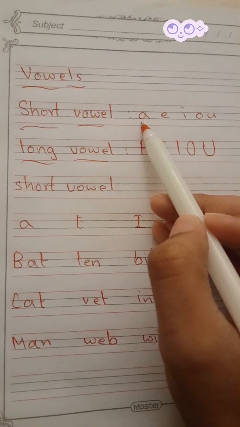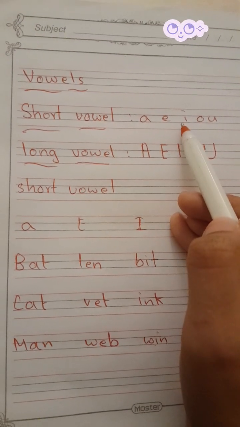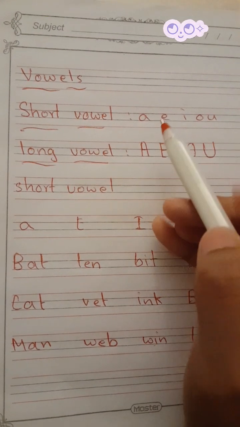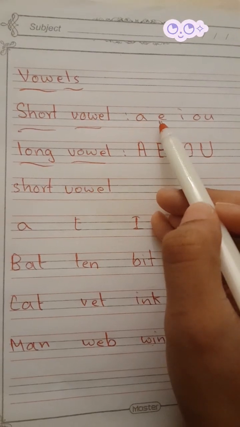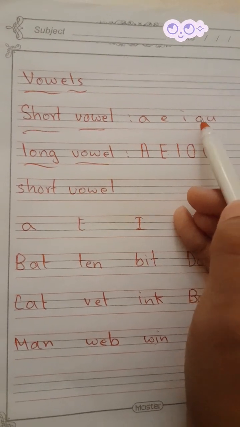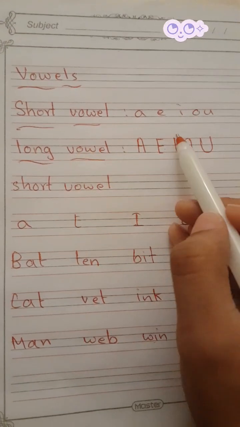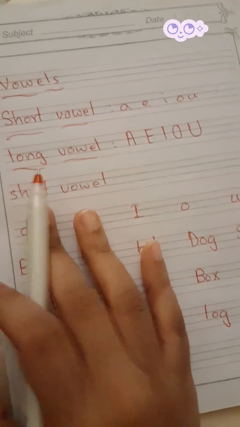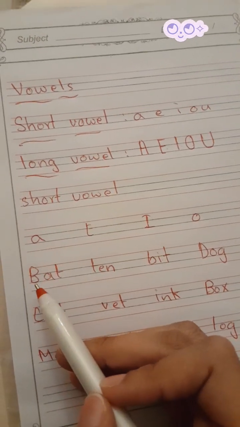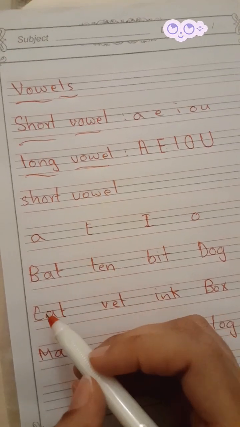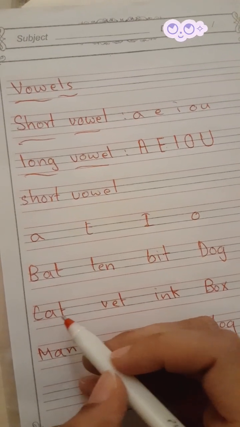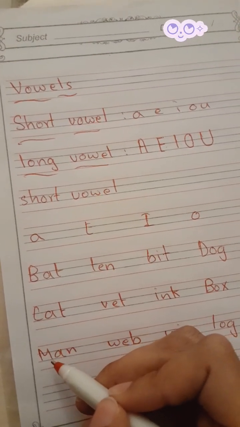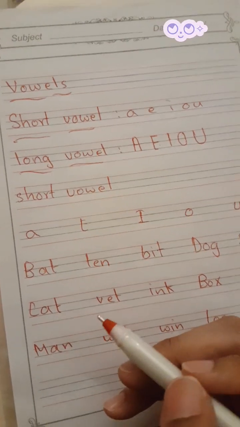So A, E, I, O, U. One more time. A, E, I, O, U. Long vowel, we should not read it with the sound. Short vowel, let's try how to read it. For A: B-A-T, bat; C-A-T, cat; M-A-N, man.